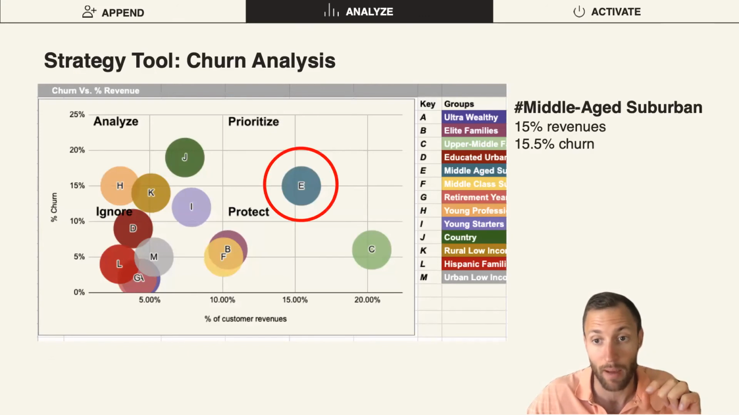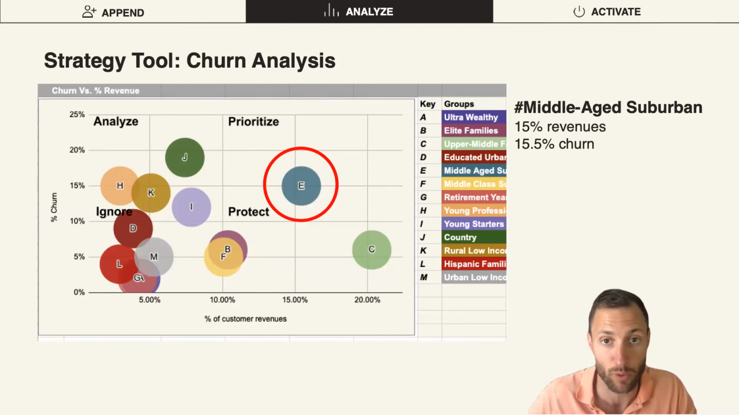But middle-aged suburban families, they make up 15% of our revenues, and they're also churning at a rate of 15.5%, which is almost double the average rate for this company, which is 8%. So this is an indicator that we probably need to do some qualitative interviews with this customer set to understand why exactly they are churning. Is there something that we're just missing in communication or product for them?